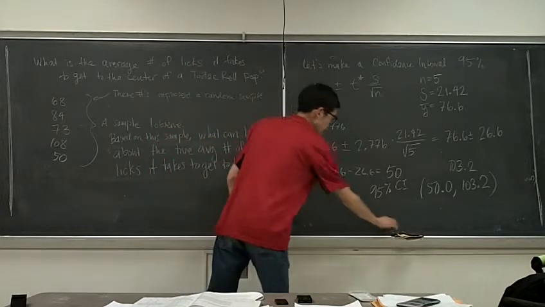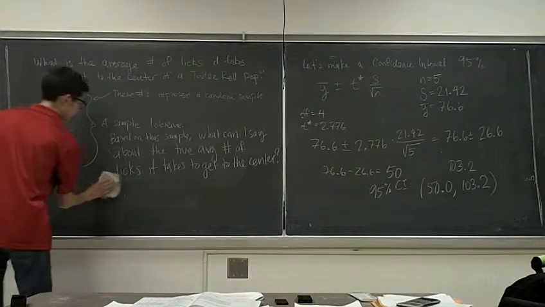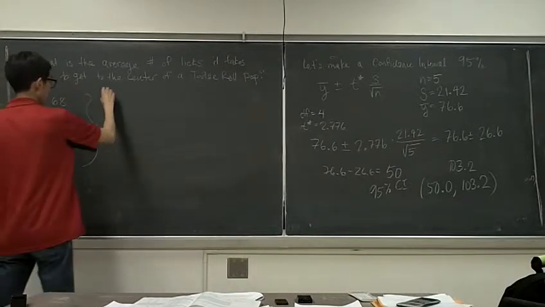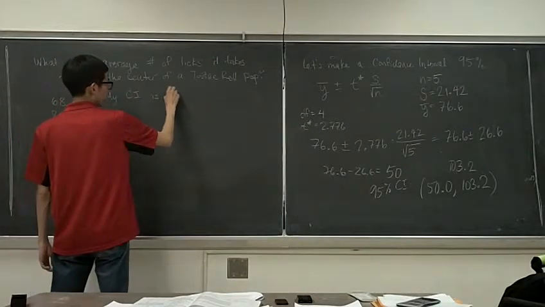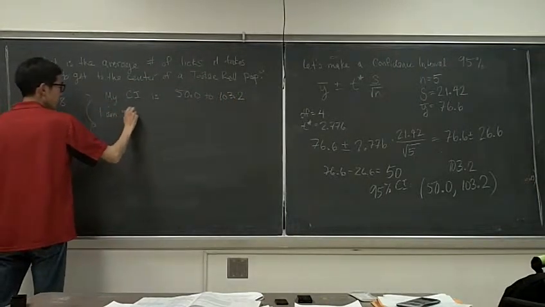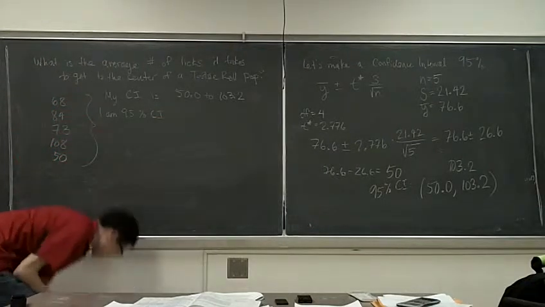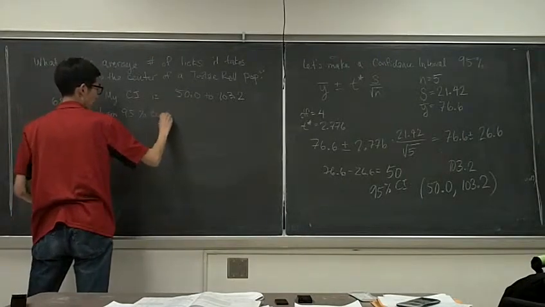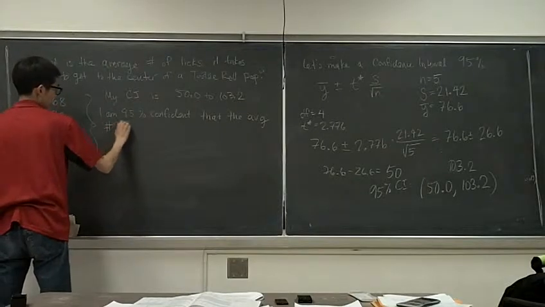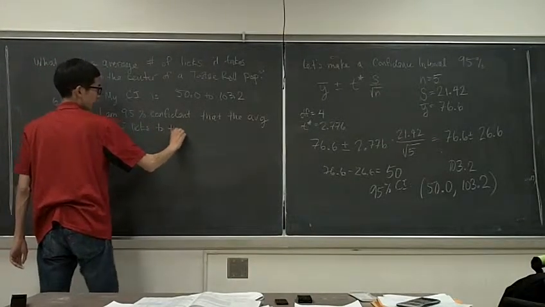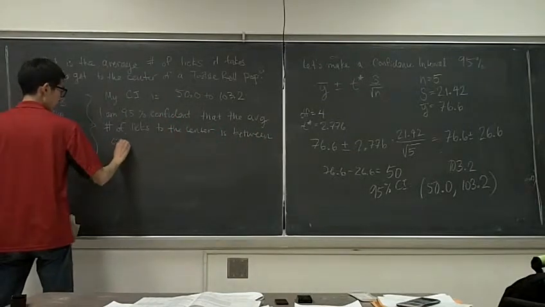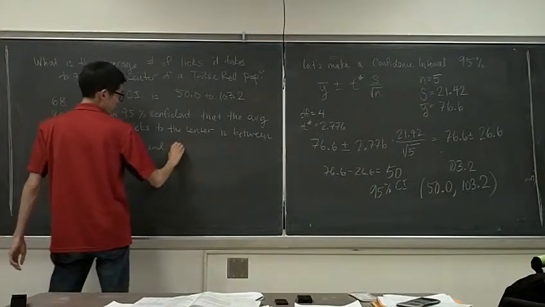And so that says I am 95% confident that the average number of licks to the center of the Tootsie Roll Pop center is between 50.0 and 103.2 licks.